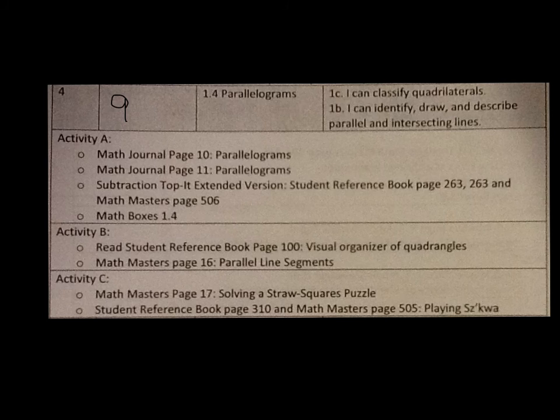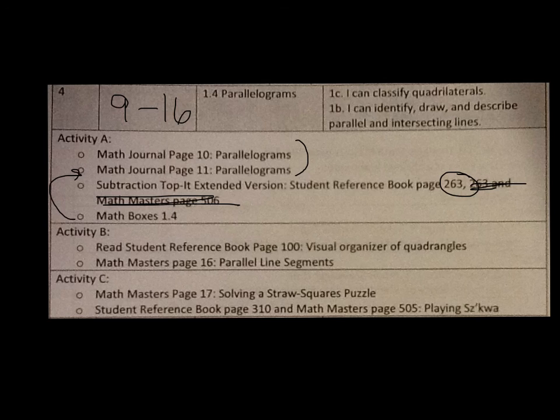Turn to day 4 and write down today's date. Today you will be completing page 10 and then page 11 in your math journal about parallelograms. You will then do subtraction top it. When you do this, you'll need to find your student reference book and check page 263. And you'll also complete your math boxes.